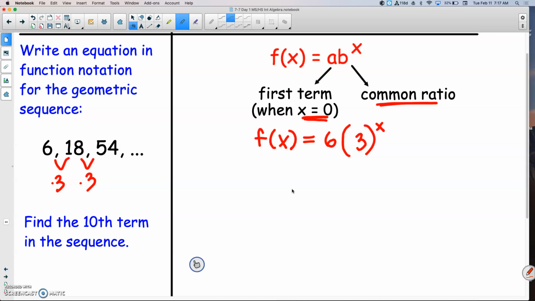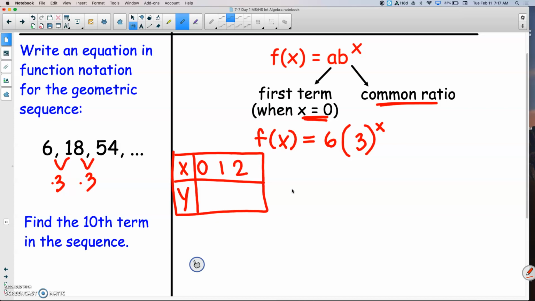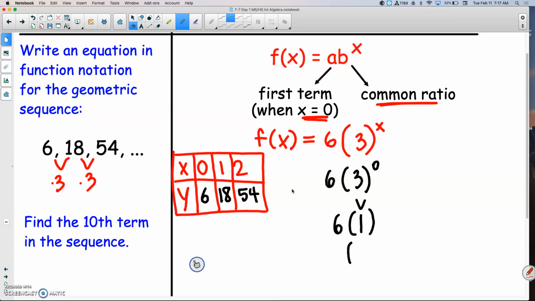Now what I want you to think about is how this goes together. So my sequence, take a look at this. When x is 0, 1, 2, my first 3 terms are 6, 18, and 54. So when I plug in 0 for x, anything to the 0 power is 1. So 6 times 1 is 6. It gave me 6. So now what they're asking for is what would be the 10th term. So if I plugged in 10, what would be the y value?